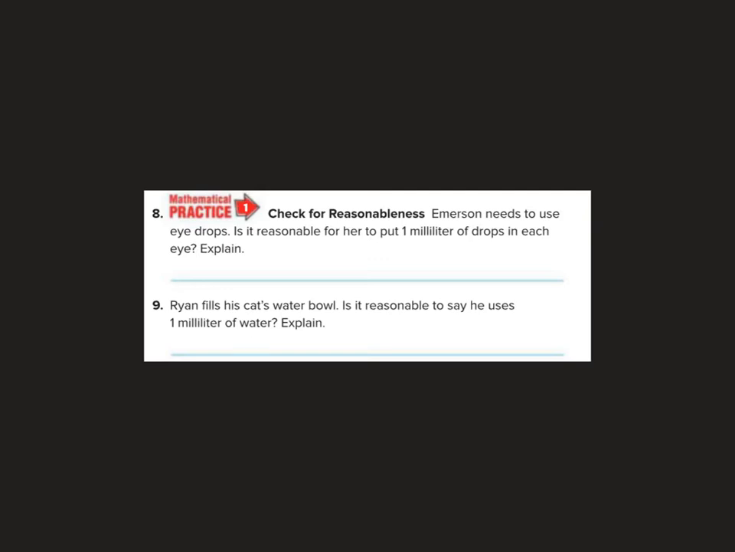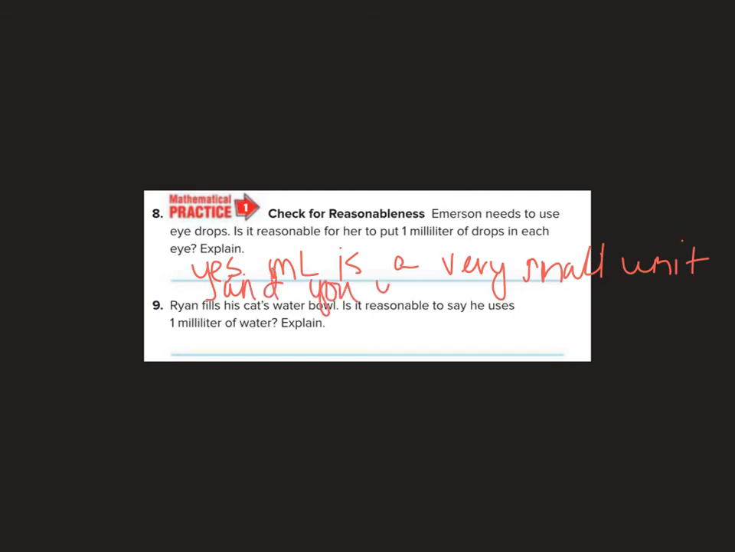Emerson needs to use eye drops. Is it reasonable for her to put 1 milliliter of drops in each eye? Yes. A milliliter is a very small unit, and you wouldn't need much for your eyes.